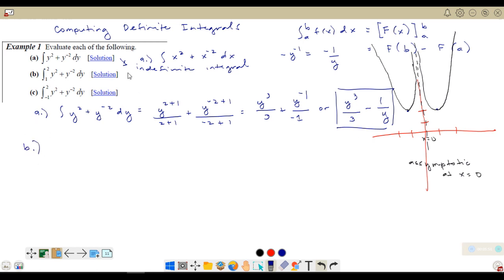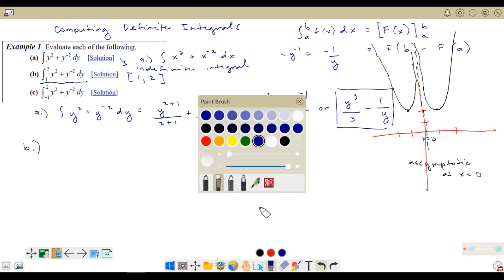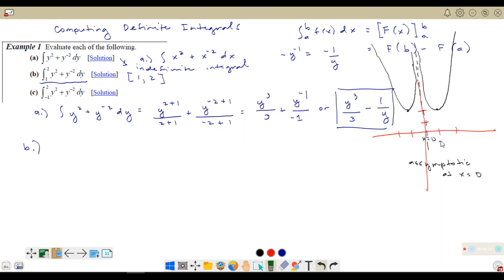Definite integral na siya. Meron na siyang interval from 1 to 2. Now, bakit ako nag-graph dito kanina? It is important to look at your graph so that you will determine if it is possible to get the area of your region here. So, dito, meron tayong from 1, this is 1, to 2.